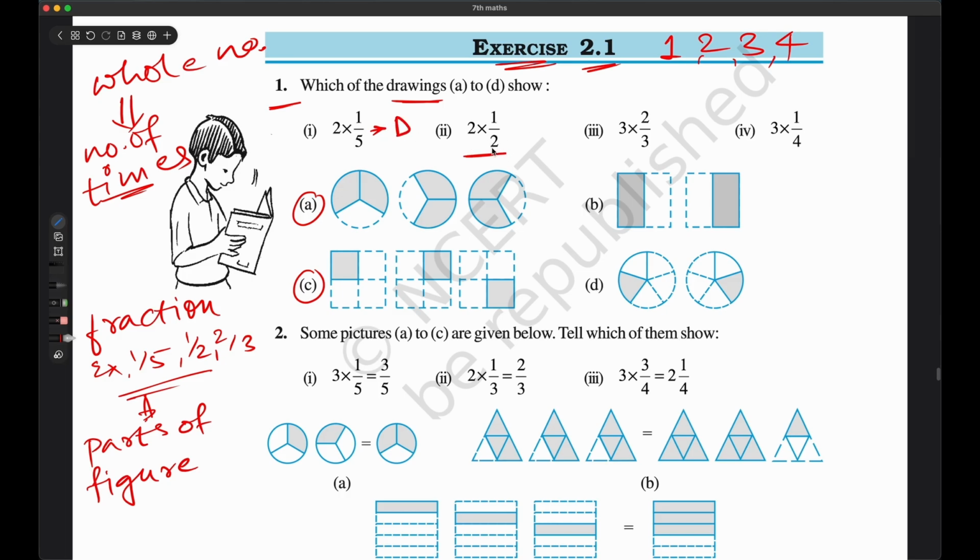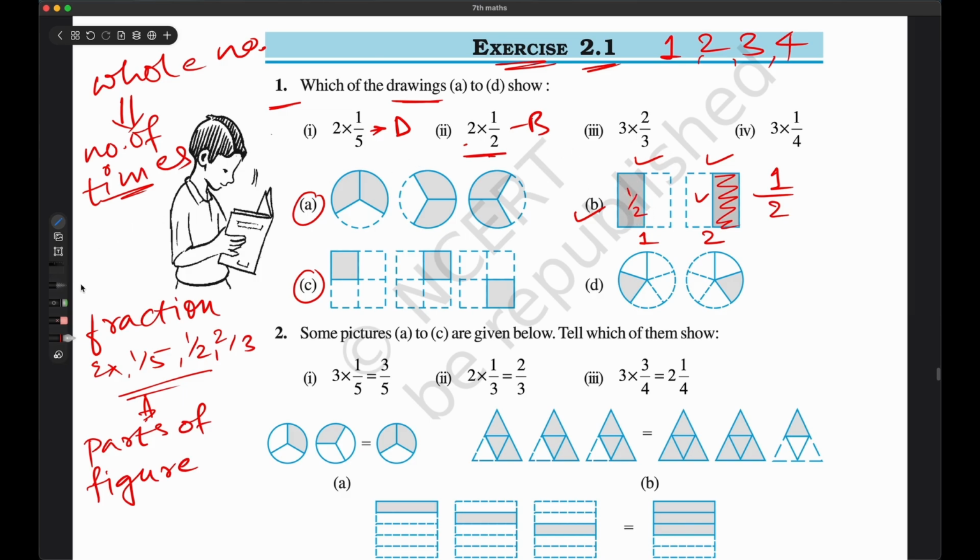Now second one, that is we are repeating the process 2 times. So B is the correct option, that is we are repeating 2 times, and total parts of each figure are 2, and each time we are taking one shaded part. So option number B represents 2 times 1 by 2.